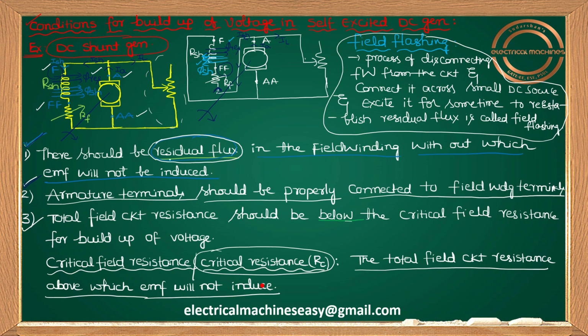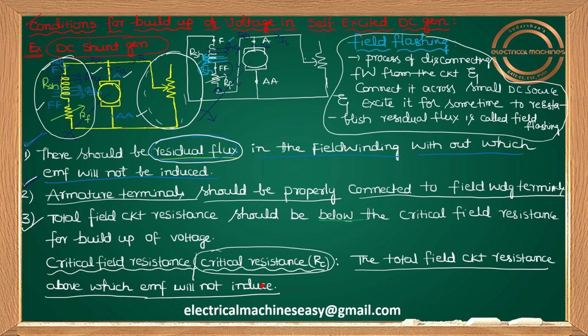So guys, as of now, I discussed 3 points here. First point, what I said, there should be some small amount of residual flux in the field winding for buildup of voltage, without which EMF will not be induced. Second point, armature terminals should be properly connected to field winding terminals for buildup of voltage. Third point, total field circuit resistance should be below the critical field resistance for buildup of voltage. Okay. Now the third point deals with the field circuit. Your fourth point deals with the load circuit.